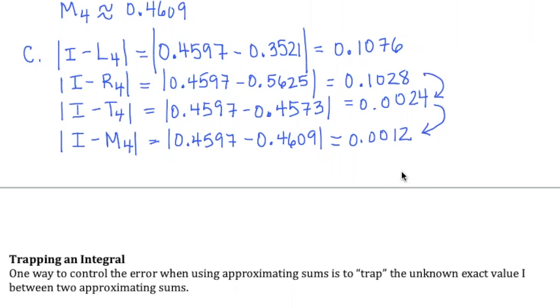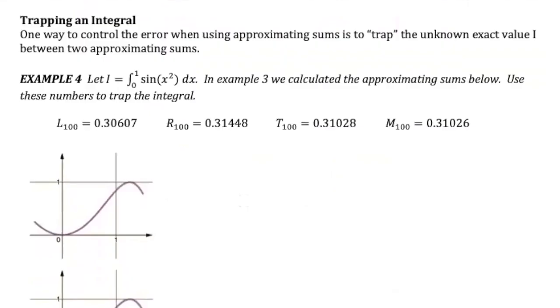Now, we're only able to judge that accuracy because we're able to calculate the integral in the first place. And if you can calculate the integral in the first place, you can do it exactly. So these approximations are not really necessary. One way of controlling the error and trying to minimize it when using the approximating sums is to trap your integral value between two of the sums.